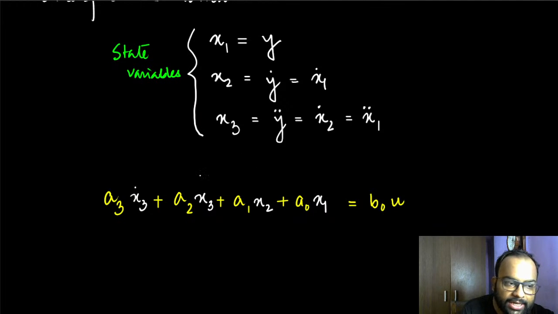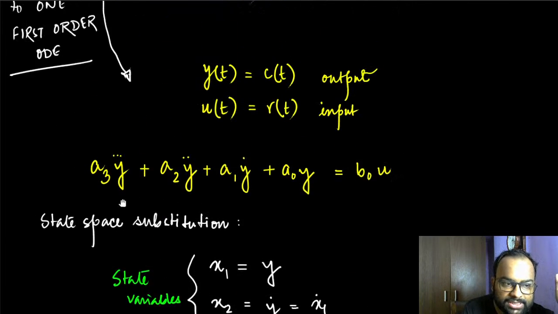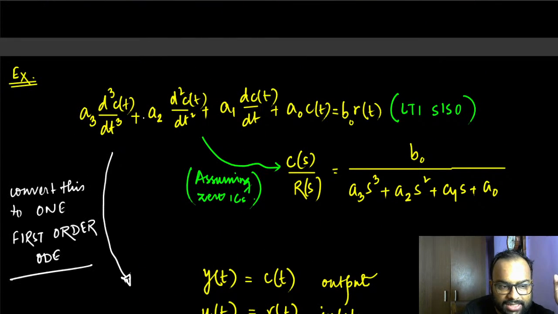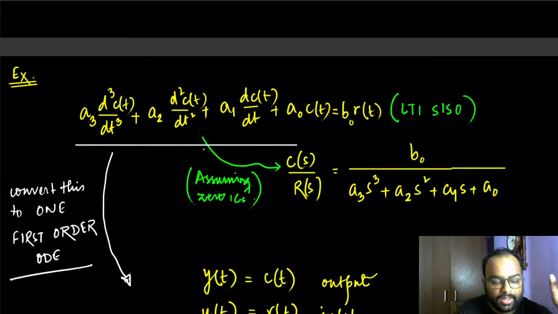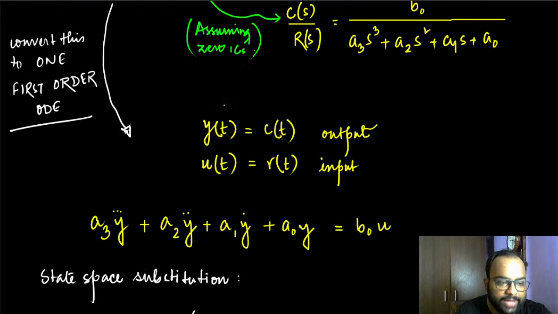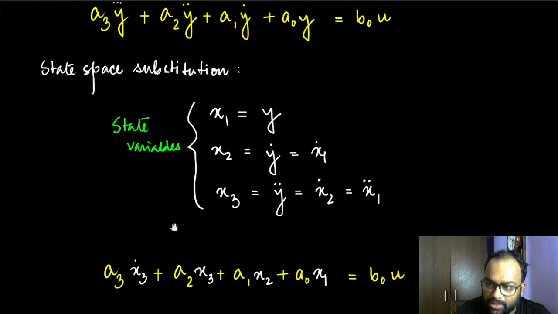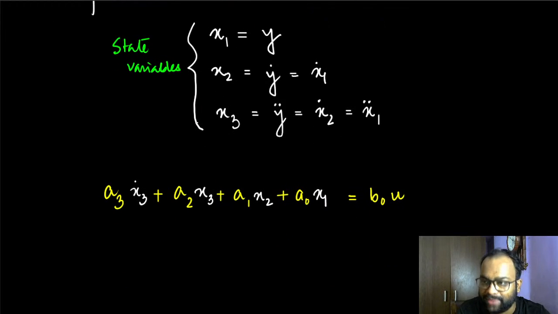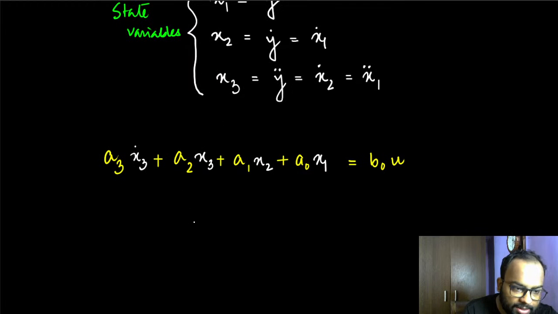We shall soon see that the number of state variables should equal the order of the system. So this is a third order system, and the number of state variables we assume should be equal to the order of the system. So we are assuming 3 state variables, and that's sufficient. We could assume x4, but that won't be required. So that is the differential equation.